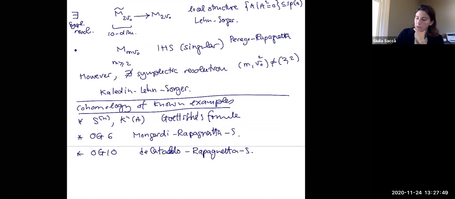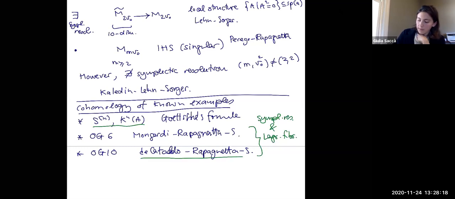As you all know, the computation of this uses the structure of the symplectic resolution of the Hilbert-Chow morphism. And I like to say that in both of these cases, the full cohomology group is computed thanks to the structure of symplectic resolutions and Lagrangian fibrations. In particular, for O'Grady 6, it used the decomposition theorem associated to a certain Lagrangian fibration. I might say something later if there is time.